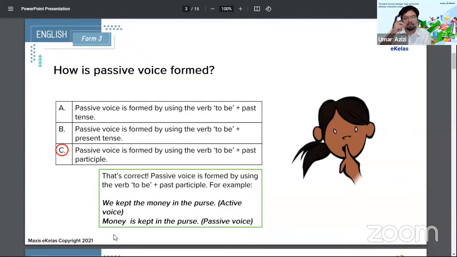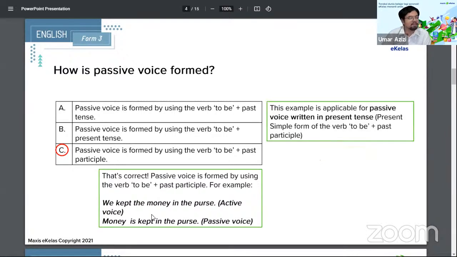So that's the passive voice here. It's an equivalent to the Malay format also, but you shouldn't be translating to find the answer here. However, if it helps, it's a good place to start. So the passive format is this one: to be plus past participle. In this sense, the verb to be here is kept in the purse. So in the purse. This example is applicable for passive voice written in present tense.